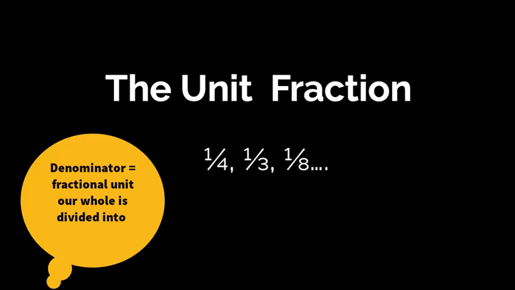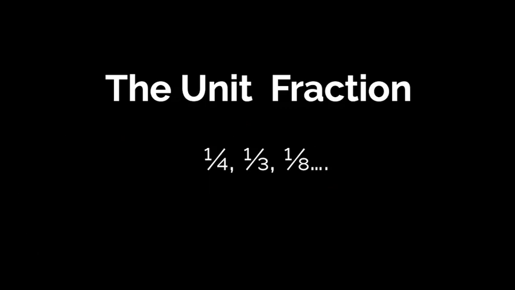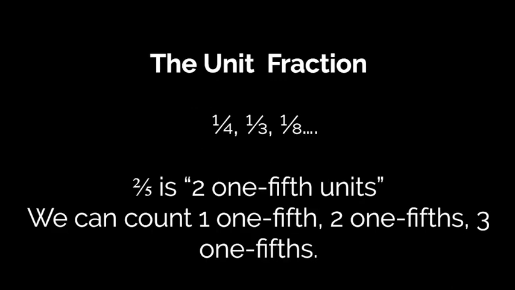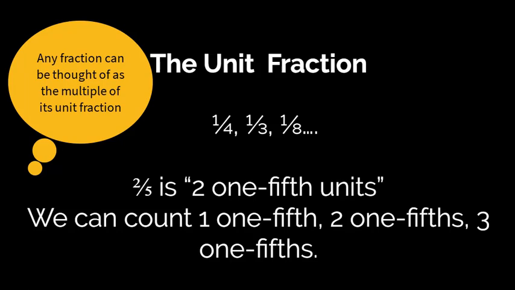Unit fractions are something that we rarely address in North America, and researchers are now believing that this is why so many of our students and adults have challenges with fractions. Any fraction can be thought of as a multiple of its unit fraction. For example, 2/5 is actually 2 1/5 units. And if we were to count, we would say 1 1/5, 2 1/5, 3 1/5, etc.